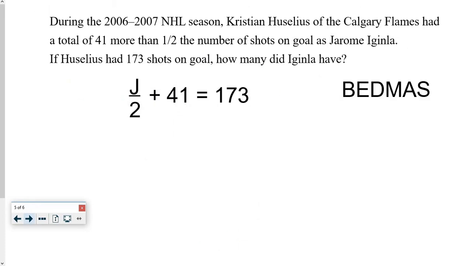During the 2006-2007 NHL season, Christian Huselius of Calgary Flames had a total of 41 more than half the number of shots on goal as Jarome Iginla. If Huselius had 173 shots on goal, how many did Iginla have?